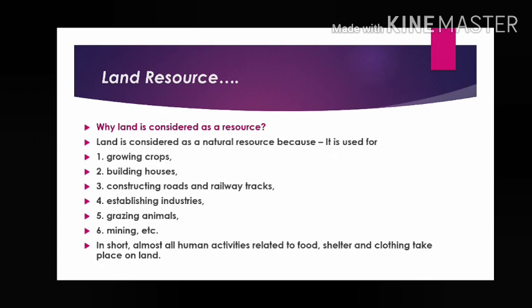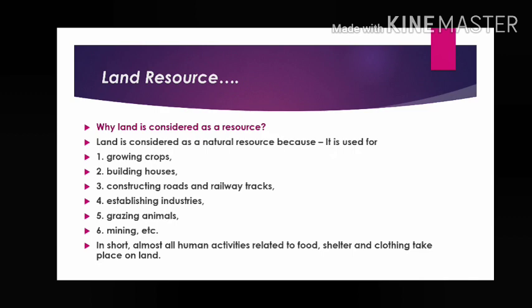Fifth number, grazing animals, that means rearing of animals. Sixth number, mining. Mining means extraction of minerals from the lithosphere. So in short, almost all human activities related to food, shelter and clothing take place on land.